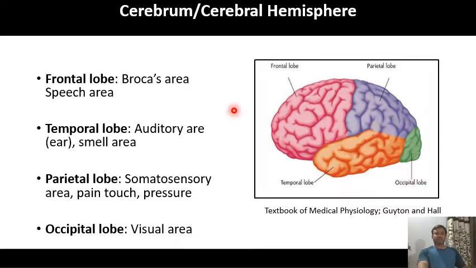The function of the frontal lobe is especially for speech, because there is a specific center called Broca's area. It is present in the frontal lobe. The temporal lobe is also called the auditory area because hearing is also the responsibility of this lobe. Third is the parietal lobe, also called the somatosensory area because it is responsible for pain, touch, and pressure. And the fourth, green one, is the occipital lobe, also called the visual area. So these are the four lobes of each cerebral hemisphere.